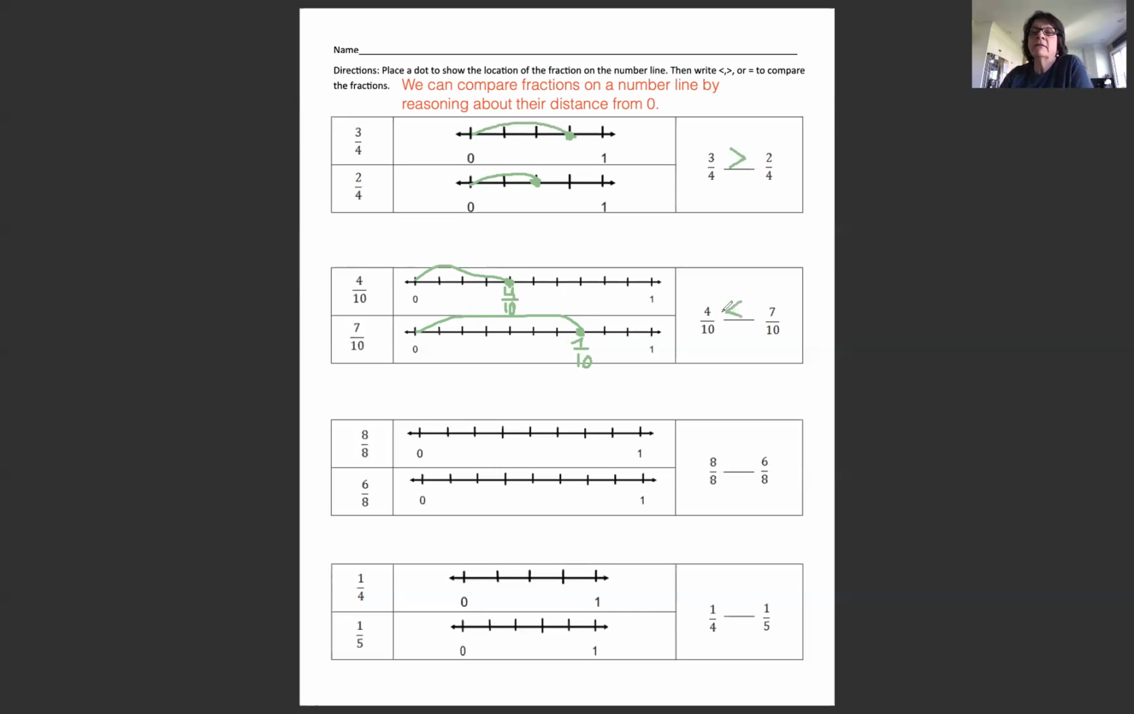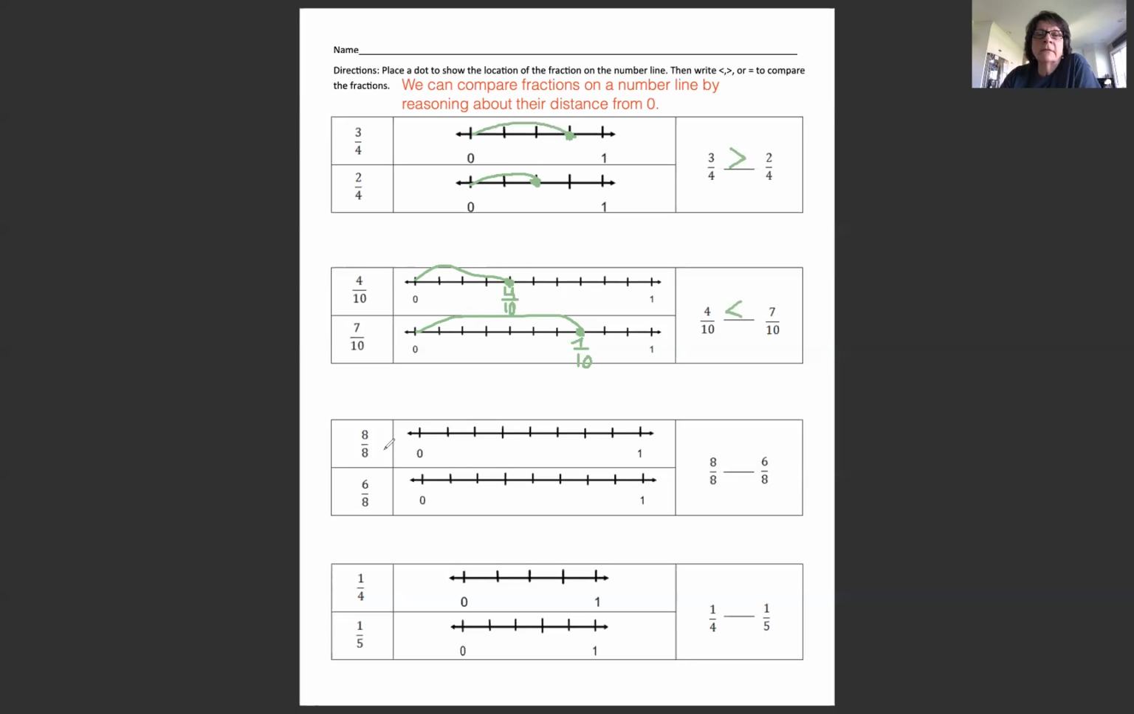And if we look at this, we know 4 is less than 7. So that makes sense that 4/10 would be less than 7/10 only because our denominators are the same in both fractions. We're counting tenths. All right, let's go on to our next example.